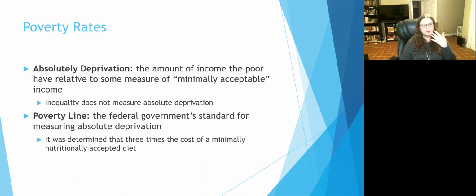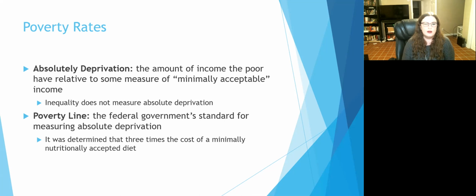Let's figure that out. Debating on how to measure poverty rates is something that economists have thought about a lot, especially public economists, because it's our job. So first we have the idea of absolute deprivation, right? It's the amount of income that poor have relative to some sort of measure of minimally acceptable income. So you're deprived if you are unable to meet this minimally acceptable income.